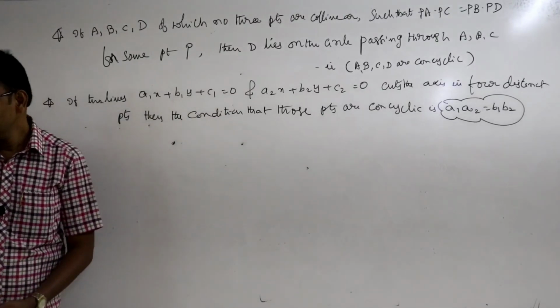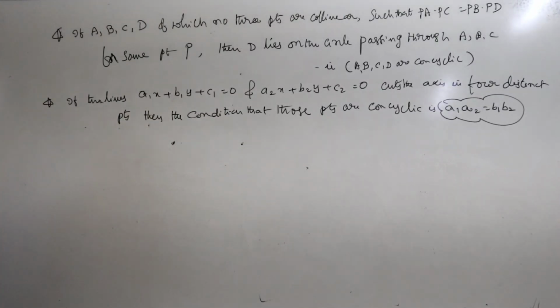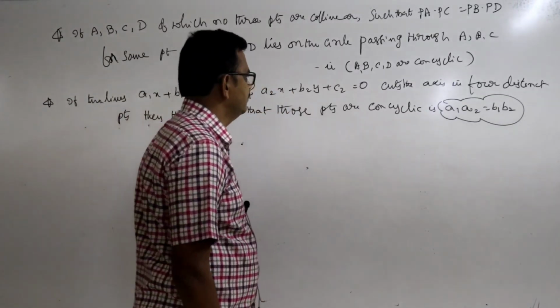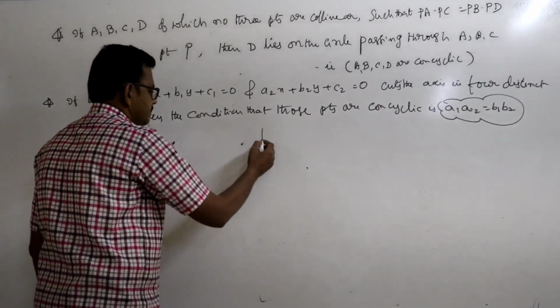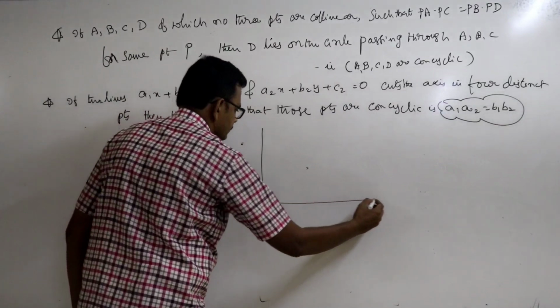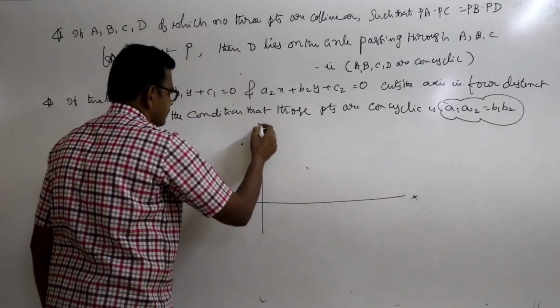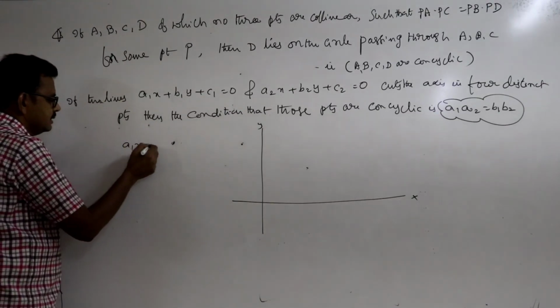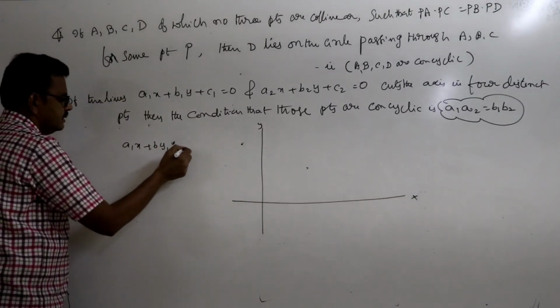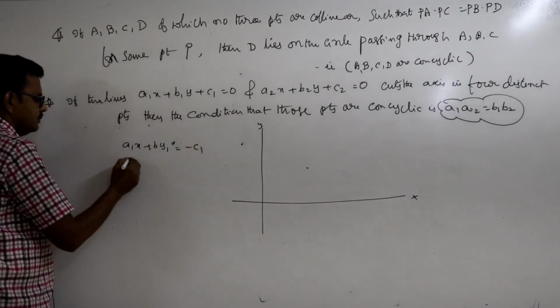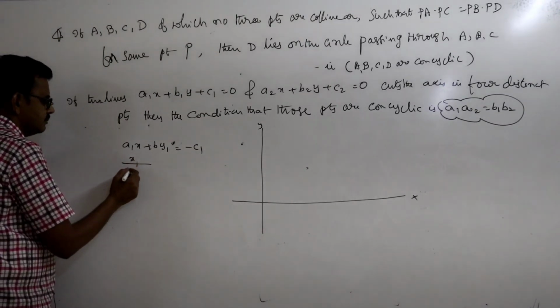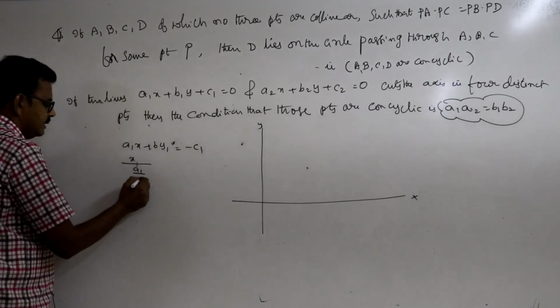Then the condition that the 4 points are concyclic is A1 A2 equal to B1 B2. See here, x-axis, y-axis. First line A1x plus B1y is equal to minus C1. So this is x by A1 by minus C1.